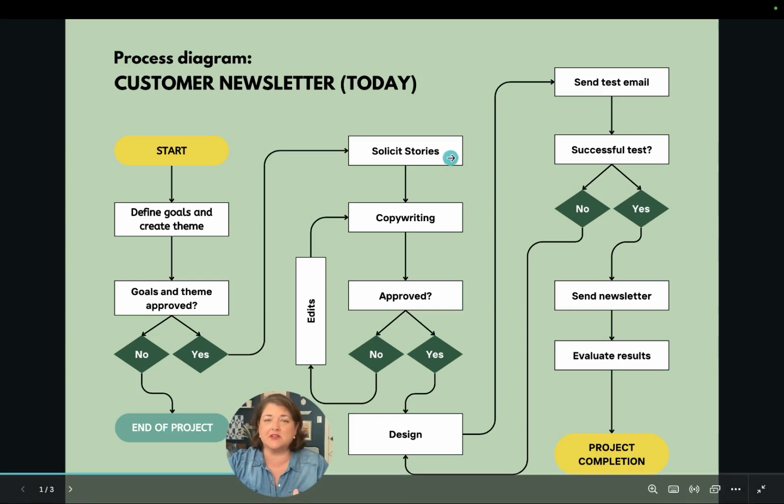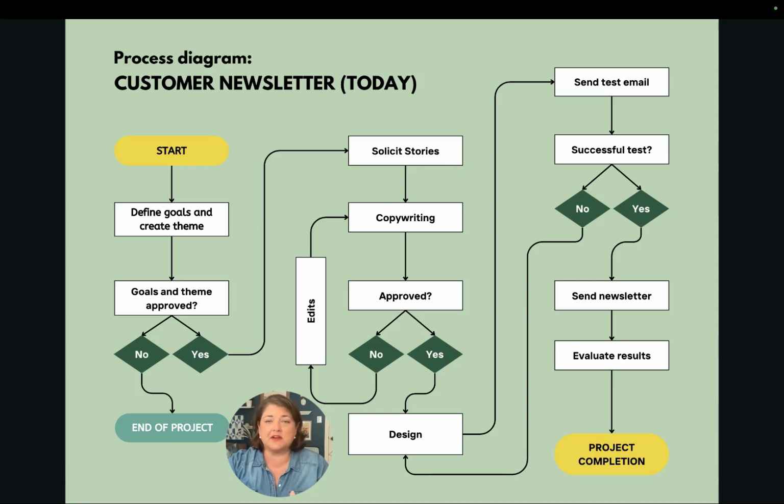The next thing is you're going to solicit stories from team members that are in the know of those stories. And then you're going to do some copywriting to get that into a newsletter format. And then you're going to get that copywriting approved by someone else in the firm to say, yes, this is good. The customer's not going to have any issues with us sharing their story. But you can also go through several rounds of edits for that. And then from there, you may go into design. So you're actually designing an electronic newsletter.